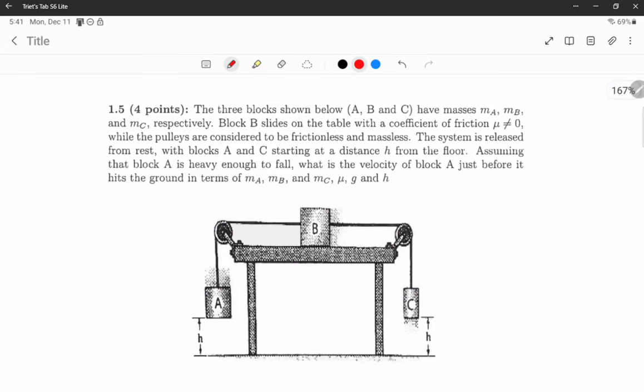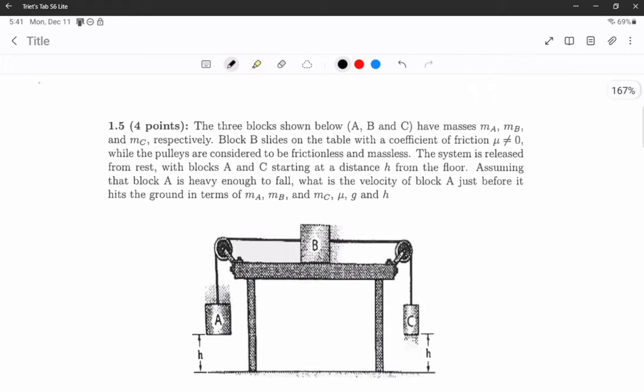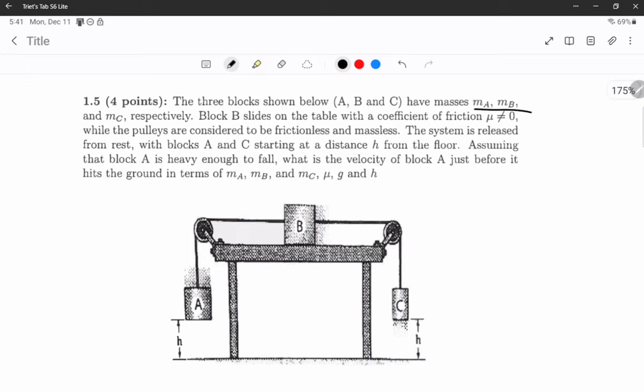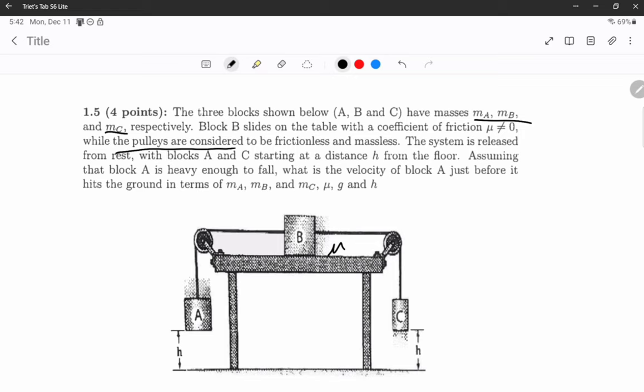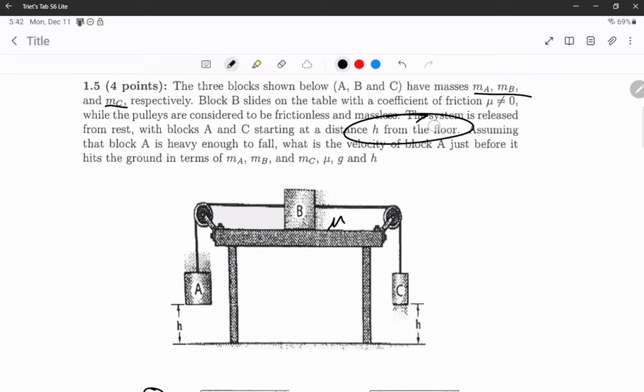We have another problem. We have three blocks, A, B, and C, with masses mA, mB, mC. Block B slides on the table. We have a mu here. But the pulleys are going to be frictionless and massless, so that's good. You don't have to do I omega, right? You learn it later. The system is released from rest with blocks A and C starting at a distance h from the floor. That's potential energy. So that's h down here.